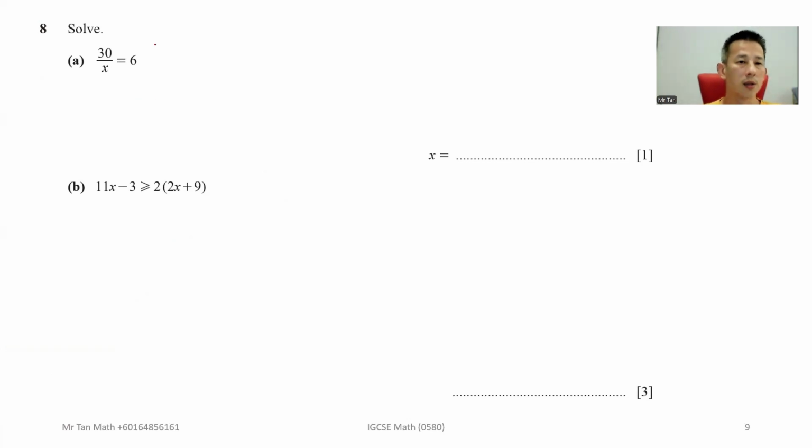Number 8, solve 30 over x equal to 6a. Okay, if your unknown is the denominator, you just exchange here. So x equal to 30 over 6, that will give you 5.